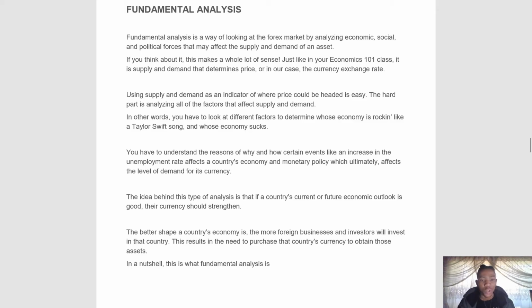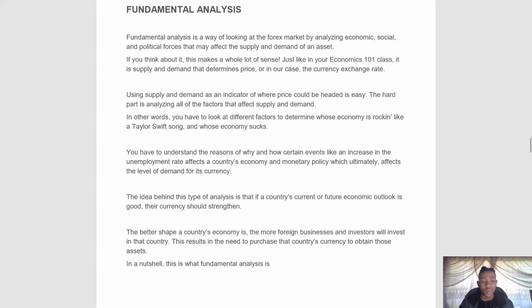So in other words, you have to look at different factors that determine whose economy is rocking, like a Taylor Swift song, and whose economy sucks. So fundamentals allow us to actually know when the economy is doing bad and when the economy is doing good. So you have to understand why and how certain events actually affect the market, like unemployment rates affecting the country's economy, and monetary policy, which ultimately affects the level of demand for its currency. So the idea behind this type of analysis is that if the country's current and future economic outlook is good, their currency should strengthen. Right? If it's good, then it would actually strengthen.